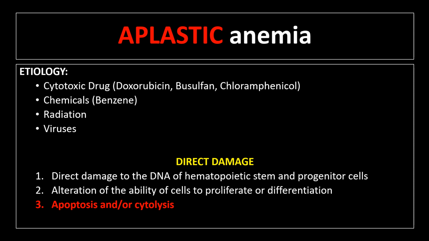Now let's further discuss the mechanisms or the pathophysiology of development of aplastic anemia. So here are the following etiologies. I've mentioned cytotoxic drugs such as doxorubicin, busulfan, chloramphenicol; chemicals such as benzene, which is commonly used in histopathology; radiation as a treatment, or any exposure to environmental radiation, etc. And we also have viruses. These all cause direct damage to the DNA of the hematopoietic stem cells and progenitor cells. So this would result in alteration of the ability of the cells to proliferate or to differentiate into mature ones, and eventually will lead to apoptosis or cell lysis or cytolysis.